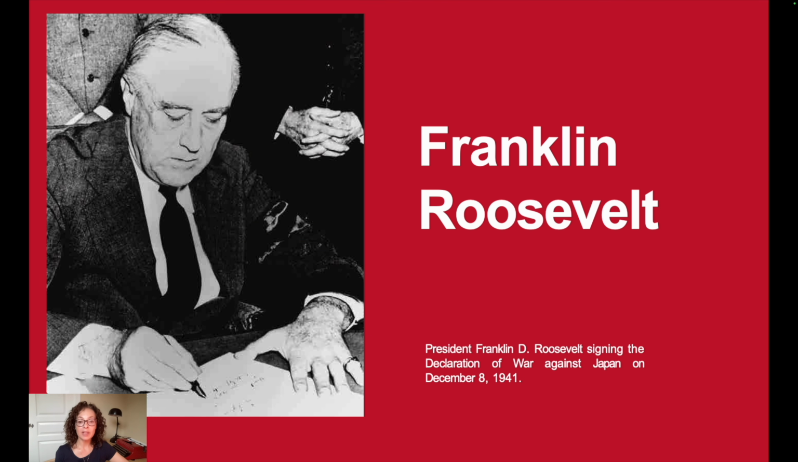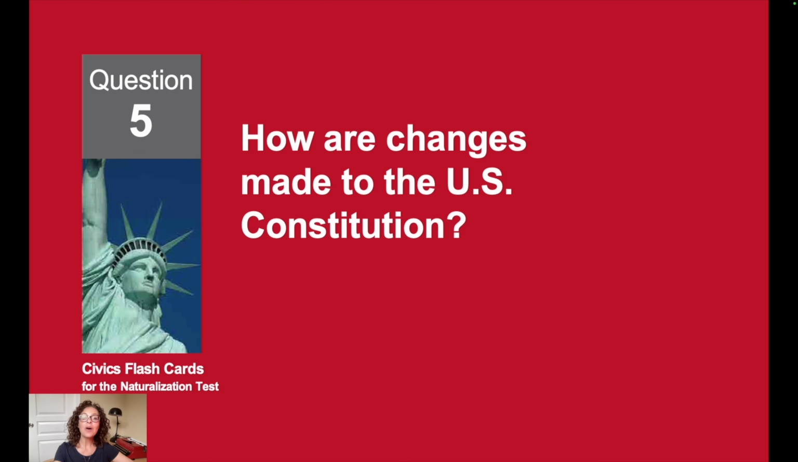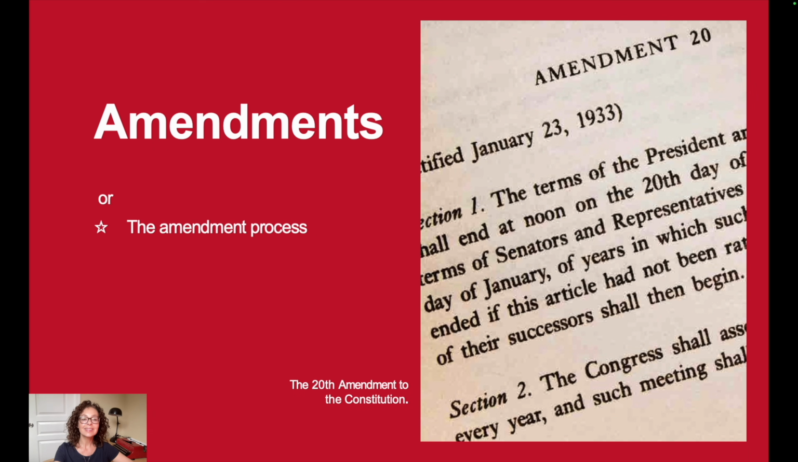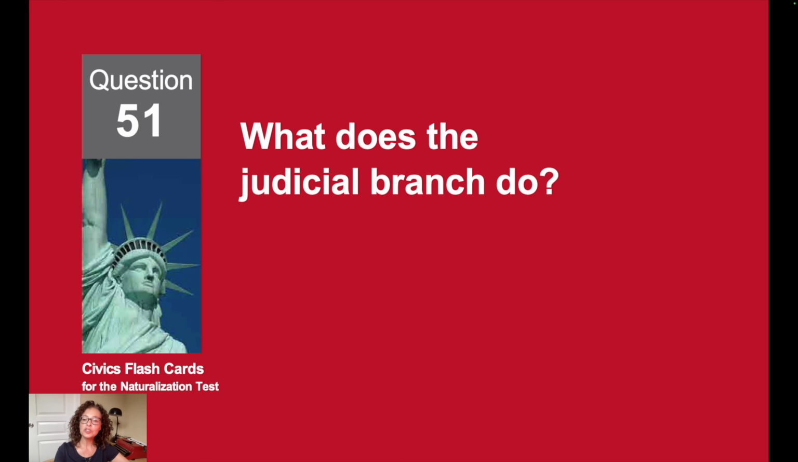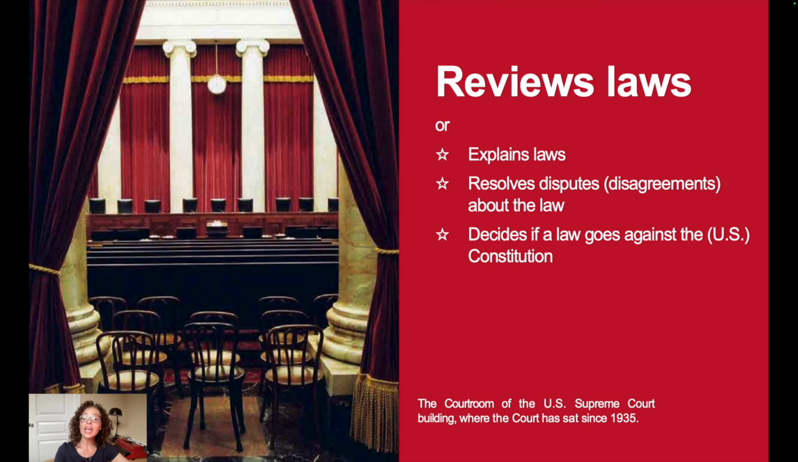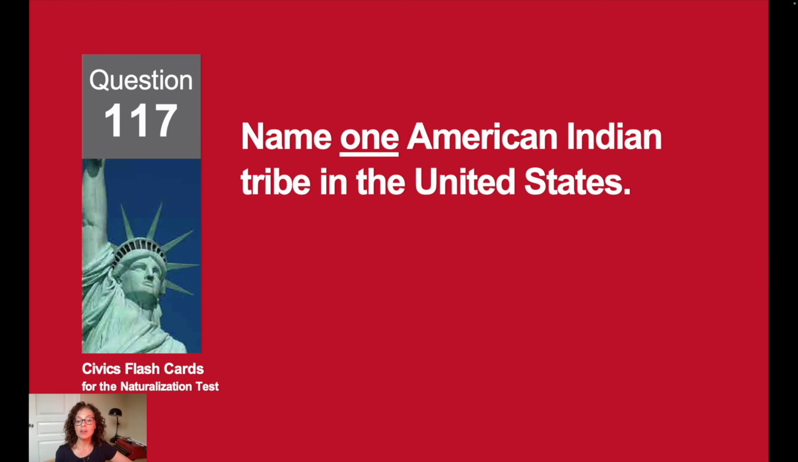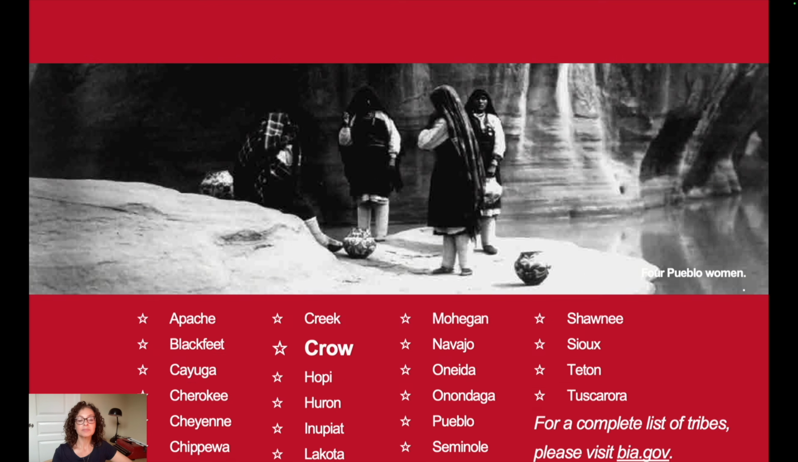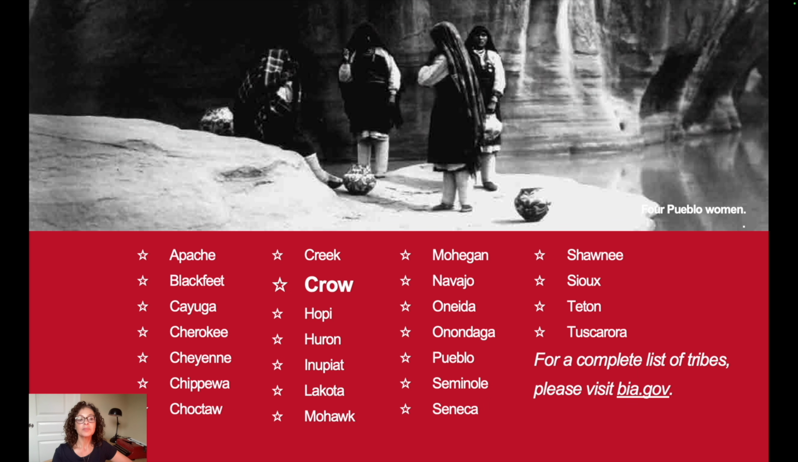Who was president during the Great Depression and World War II? Franklin Roosevelt. How are changes made to the U.S. Constitution? Through amendments. What does the judicial branch do? It reviews laws. Name one American Indian tribe in the United States. Crow.